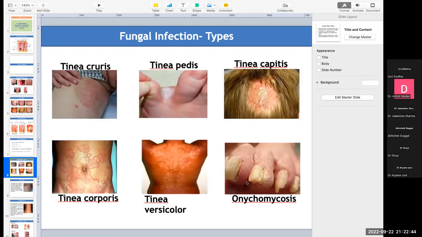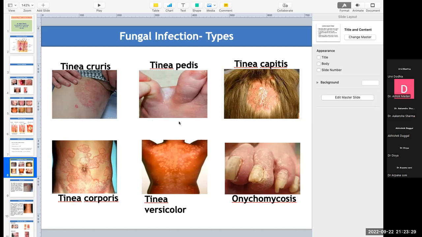Now we come to the next most common skin infection, which is fungal infection. Nowadays we are encountering lots of TD infection because in our allopathy, the fungus is getting resistance to most of the oral antifungals. People are coming with steroid abuse, and they are coming with extensive TD infections. So nowadays, the dose which we were giving in the past, we have to give double the dose for the same response.